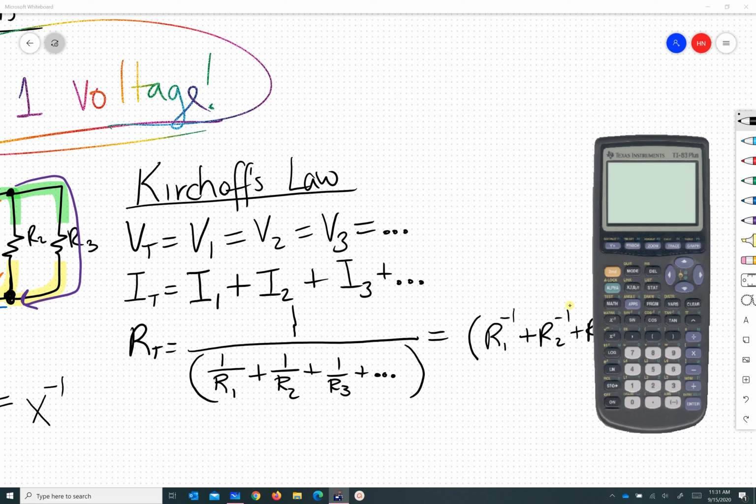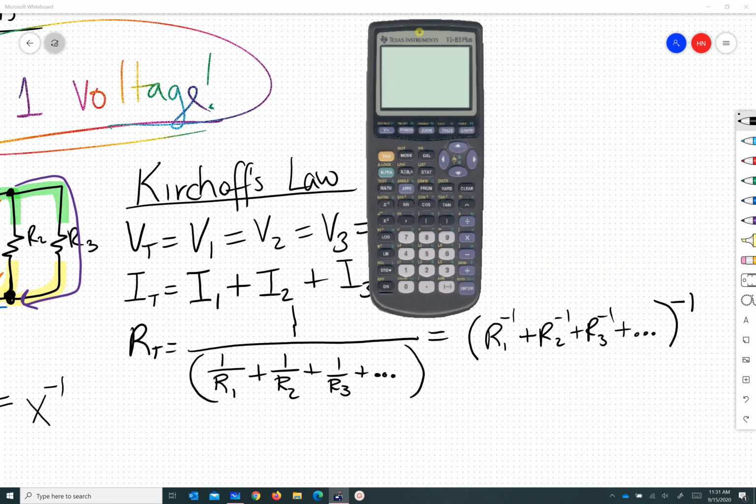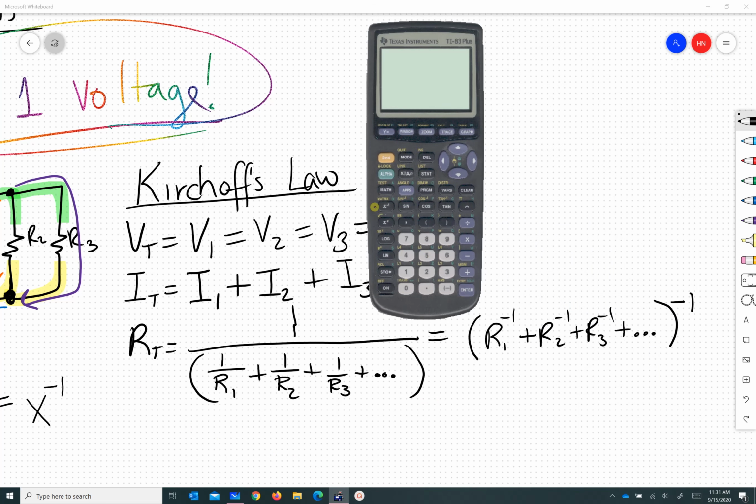Now, I have a calculator here, and that button is right there, x to the negative 1. So you can use that button. Sometimes, depending on the calculators that you have, you may have it in a different place. Or you may not have that button, in which case you could just use the original formula.